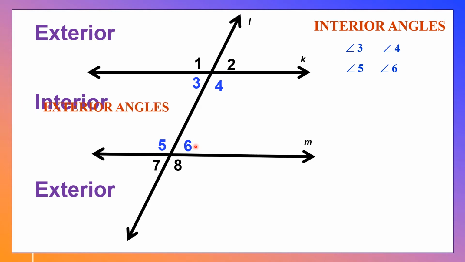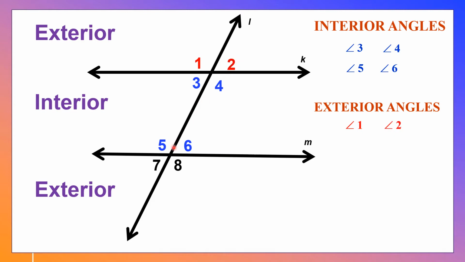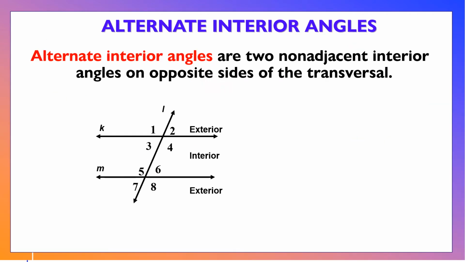While exterior angles are angles formed outside the parallel lines. So we have angle 1, angle 2, angle 7, and angle 8. Transversal creates different types of angles. These angles are named in pairs according to their relative position. Let's start with alternate interior angles.